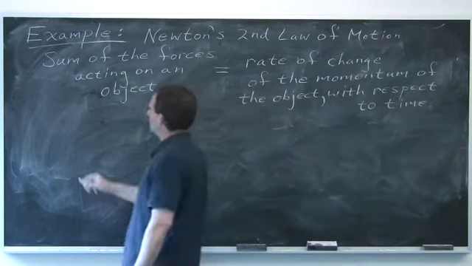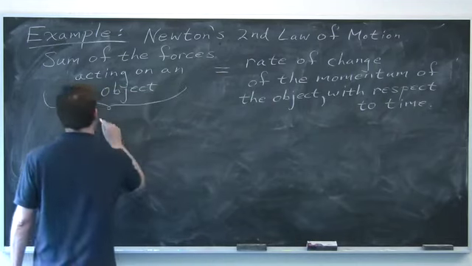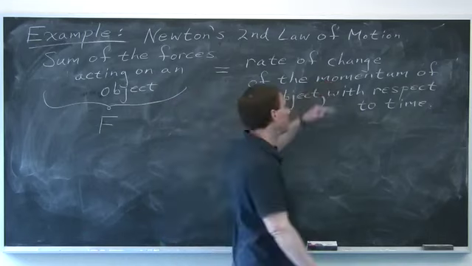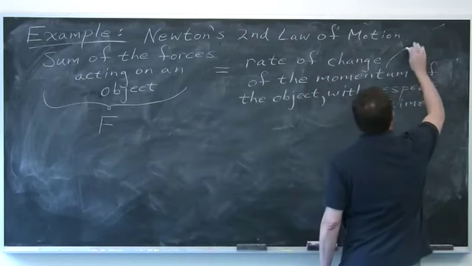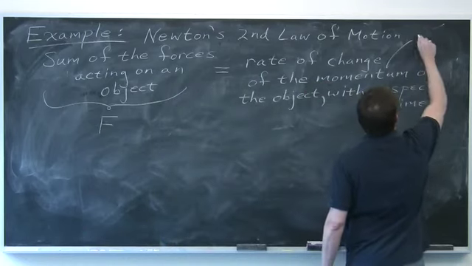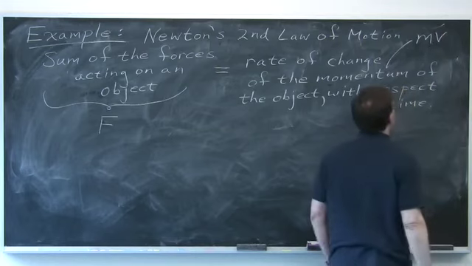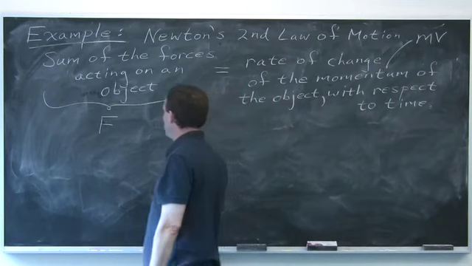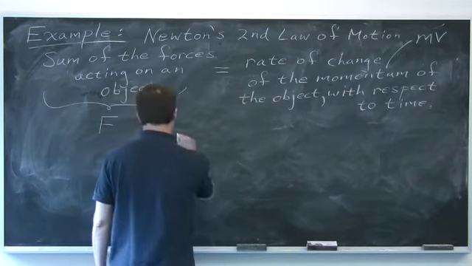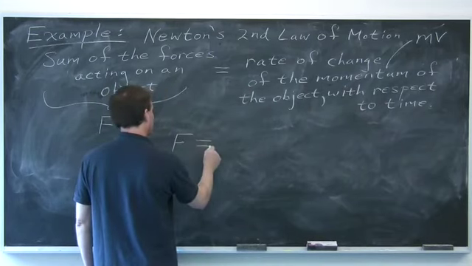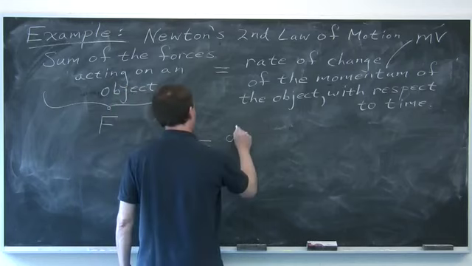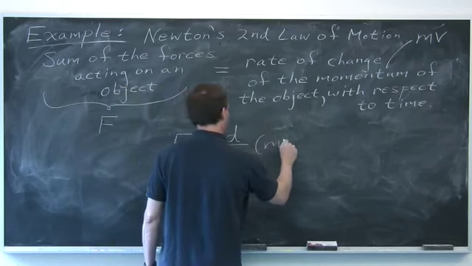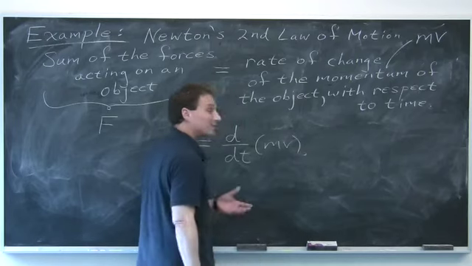In letters, well, using variable names, this sum of the forces is usually just called F. Momentum is the mass times the velocity. So m is the mass, v is the velocity. So in letters, as a formula, what this says is the sum of the forces equals the derivative with respect to time of the mass times the velocity.